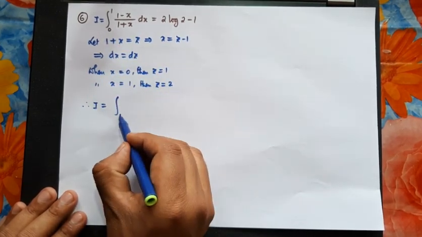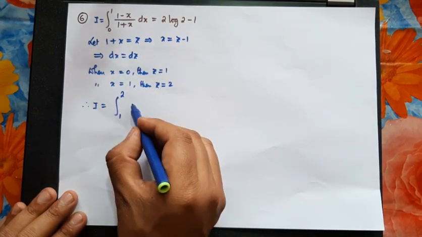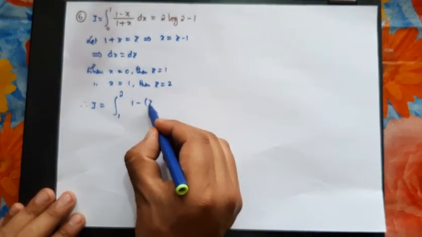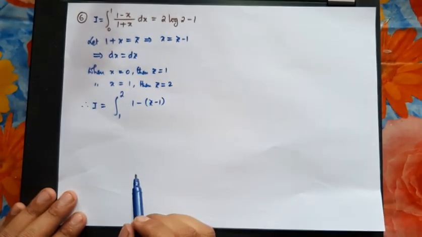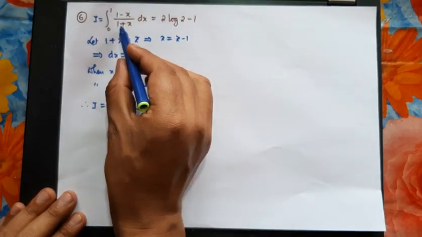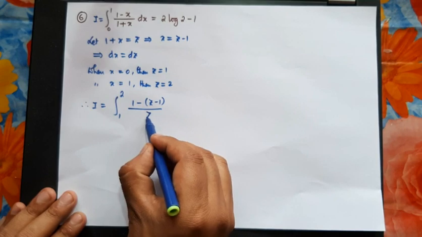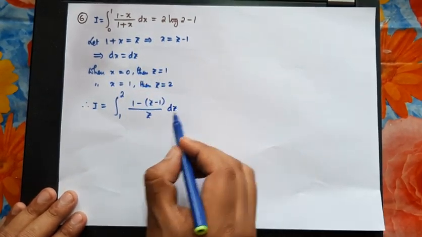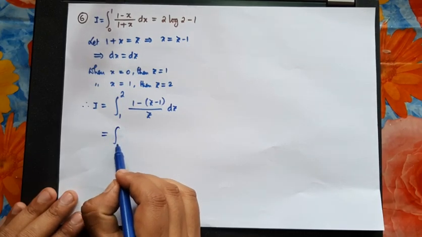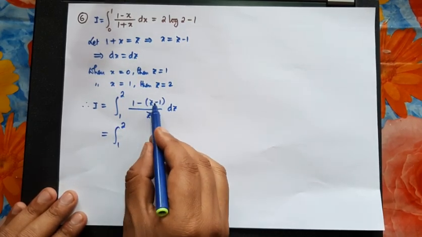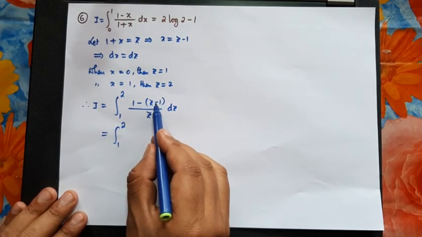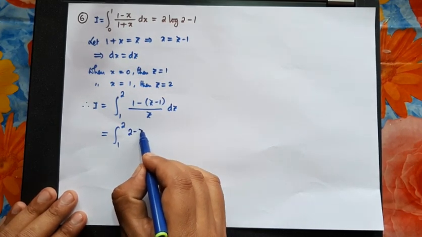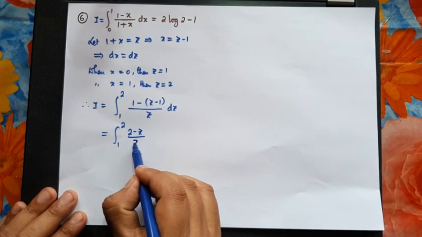Therefore your I will change into, since dx is equal to dz, integral 1 to 2, (1 minus x), and how much is x? x is z minus 1, divided by 1 plus x, which is z, and dx is equal to dz. Let's simplify this. So we have 1 to 2, let's open the bracket, minus into minus is plus 1, so plus 1 and plus 1 gives me (2 minus z) by z.